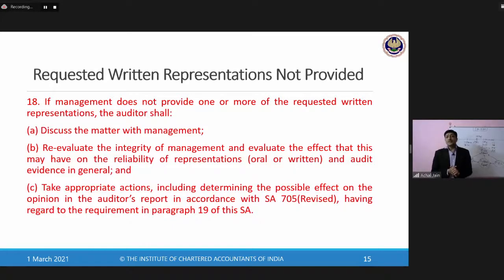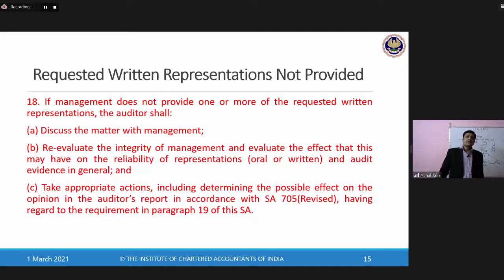And if the management is not really interested in providing this rep letter, which should actually not be a problem to them, why? Because they have explained everything, they have provided information around everything. Then this may really put a question mark on their integrity. Meaning, anything which they don't want to provide in writing now, was that really correct or not? Or what has been the real problem in not providing that representation?